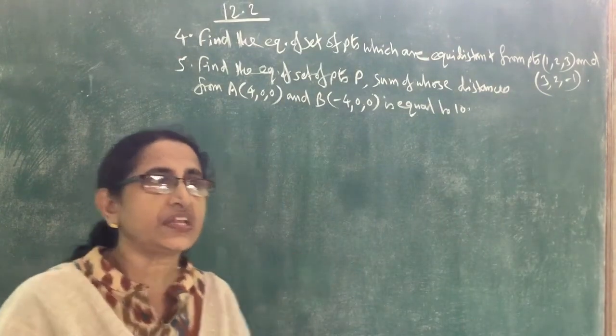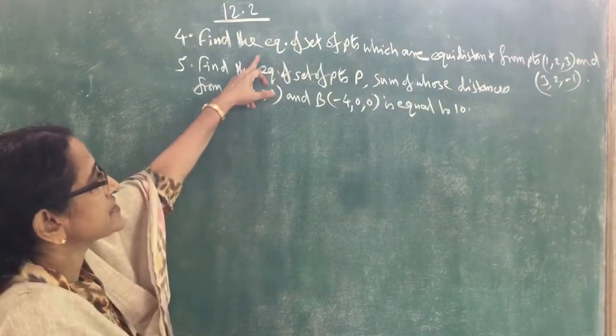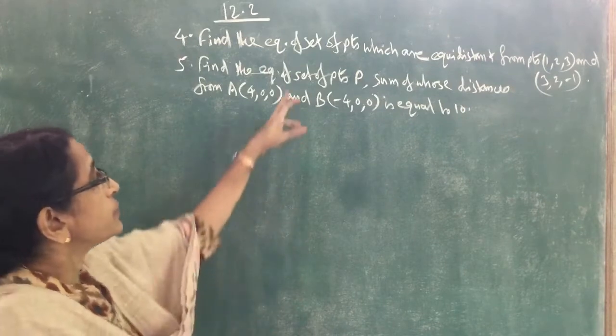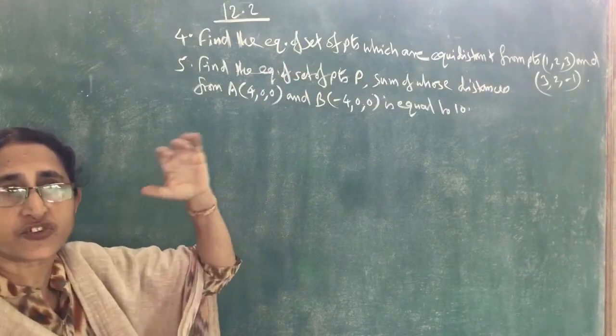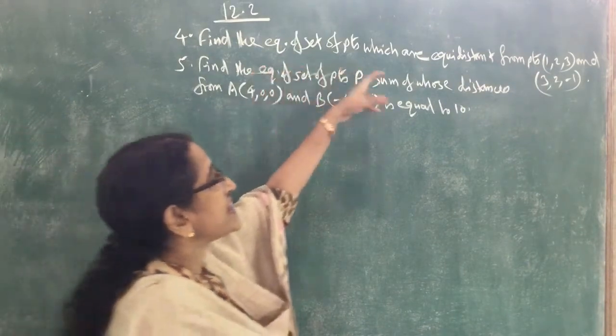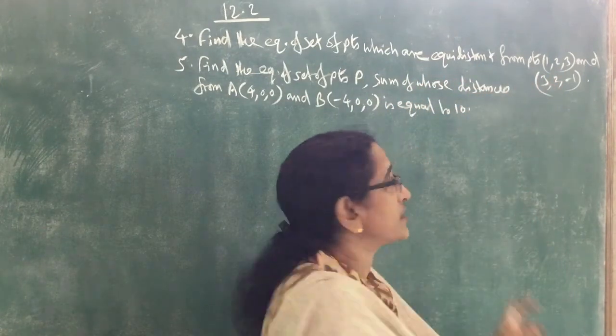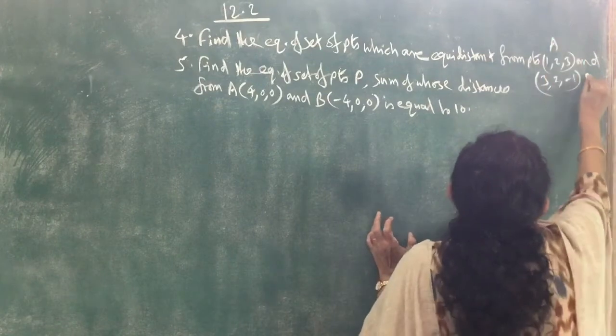12.2, fourth question. Find the equation of the set of points which are equidistant from (1, 2, 3) and (3, 2, -1). So we have to find the equation of the set of points which satisfy the condition of being equidistant from the points (1, 2, 3) and (3, 2, -1). Suppose we name these points A and B.